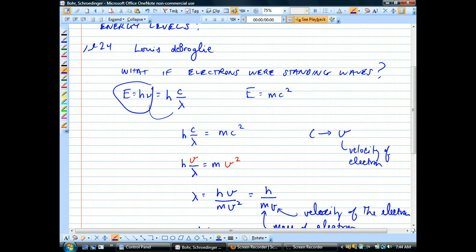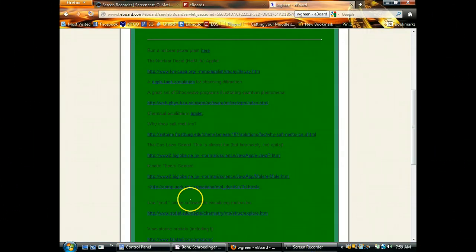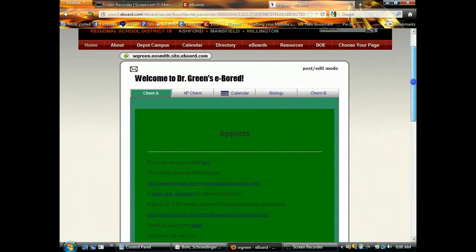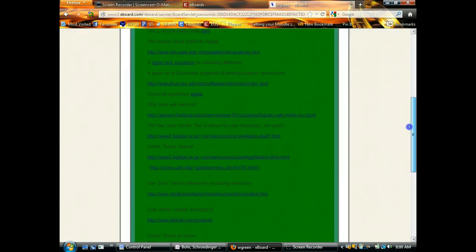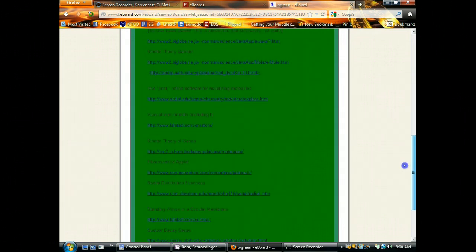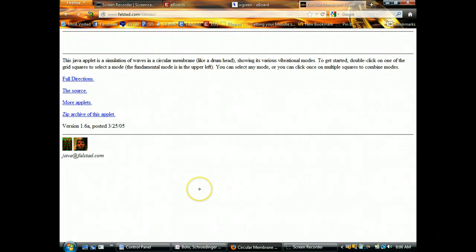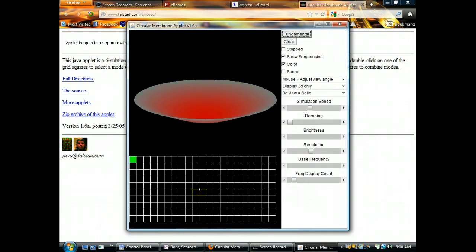Now that's kind of weird, so what I want to do is show you a little demo of this. If you look on my old e-board here, and you go down to this one, standing waves in the circular membrane, this is going to show you a similar thing to that, just with a little applet. Can you all see that?